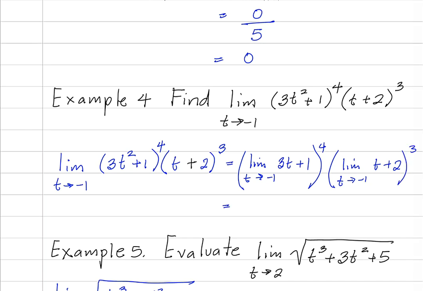And so by direct substitution, we'll have what? 3 times minus 1 plus 1 raised to the 4th power multiplied by minus 1 plus 2 raised to the 3rd power. So this would be minus 3 plus 1, which is minus 2 to the 4th. Minus 2 to the 4th would be 16. Multiplied by minus 1 plus 2, which is 1 to the 3rd, which is just 1. So the limit here is equal to 16.